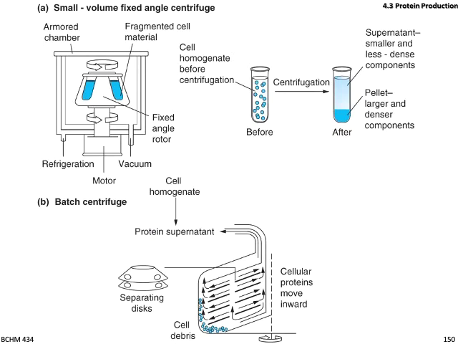This first one is small volume fixed angle centrifugation, while the other one, if you need to do a batch centrifugation, that means you have larger samples, and the centrifuge is equipped to collect the proteins from all the samples. You feed the centrifuge with the cell homogenate, and then you can collect the protein supernatant.